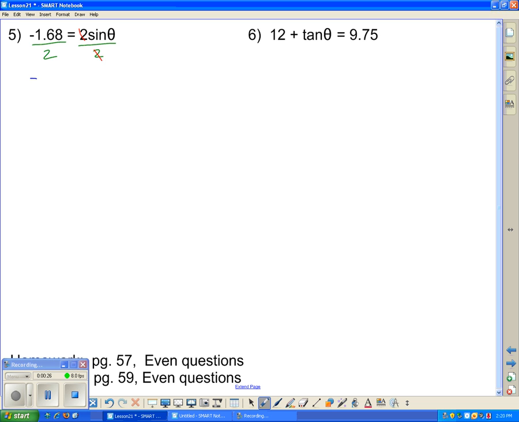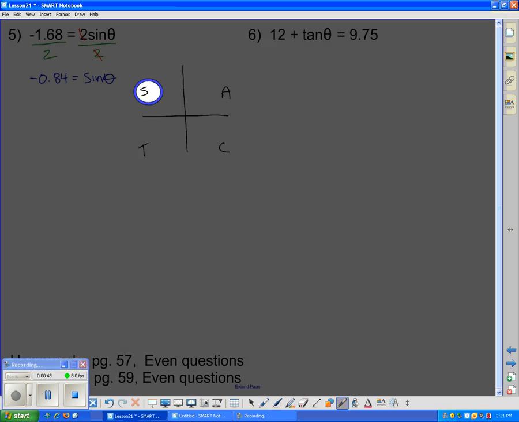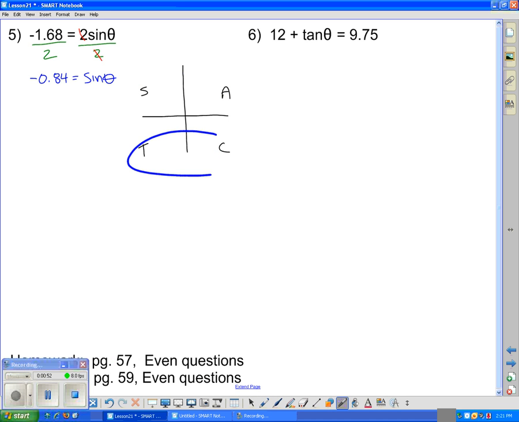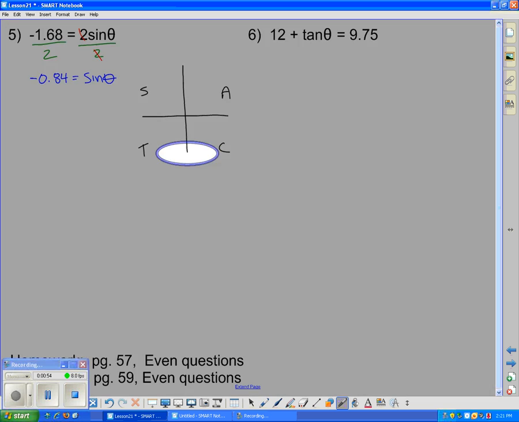It's going to be negative 0.84 equals sine theta. So now we can solve, but in order to solve, we need our CAST rule. And you're going to be drawing it. Like I said, every equation you do in this unit, you're going to need a picture. So what two quadrants is sine negative in? Everyone, sine is positive in those two quadrants right there. All right, so that means that sine is negative in those two quadrants.